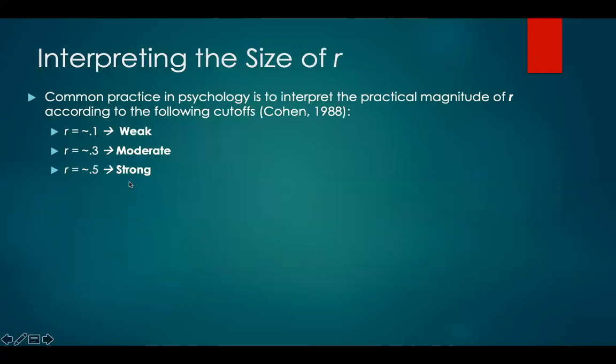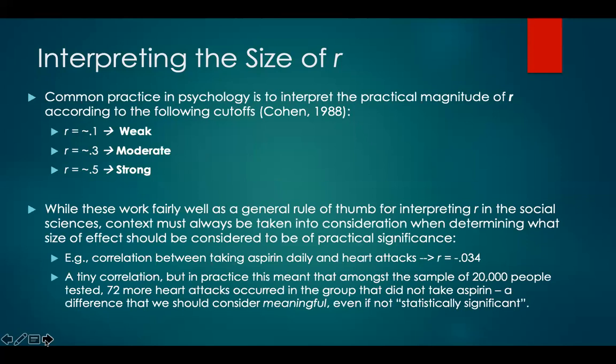Common practice in psychology and all social sciences is to interpret the practical magnitude of R according to the following cutoffs, based on Cohen 1988. An R of roughly 0.1 is weak, an R of roughly 0.3 is moderate, and an R of roughly 0.5 is strong. And of course, anything above that is strong as well. That's also true for negative R's.